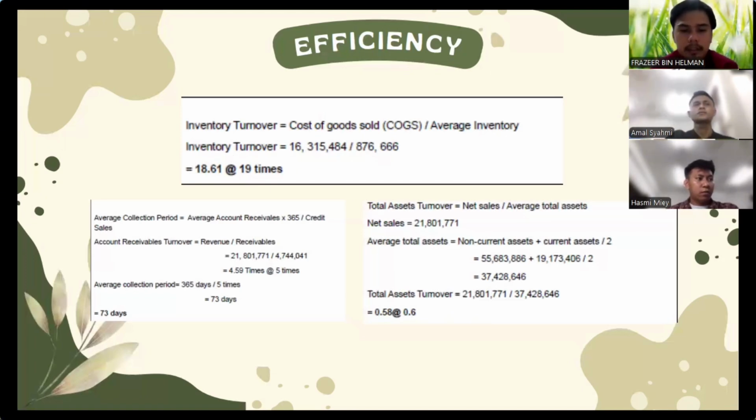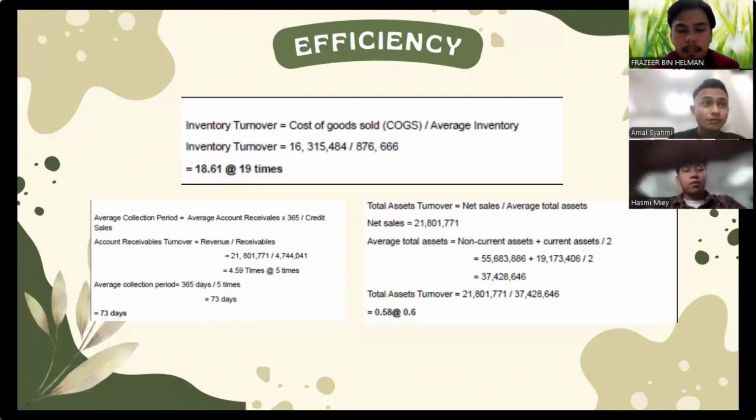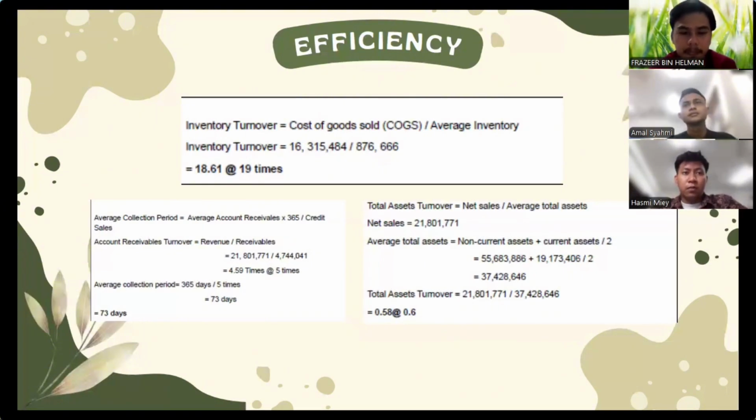For the account receivable turnover and average collection period, it is calculated by dividing revenue by receivables, resulting in 4.59 times. And the average collection period is then calculated as 365 divided by the receivable turnover, which equals 80 days. This indicates that YTL Power takes around 80 days on average to collect payments from customers.